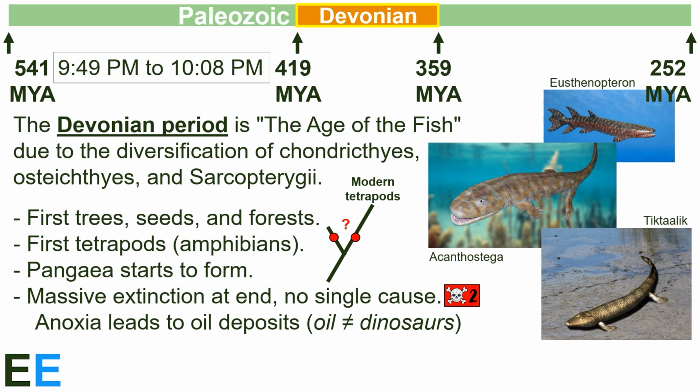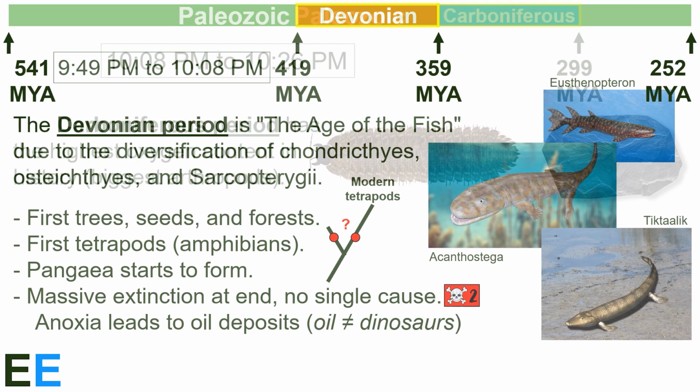There is no single clear cause, but anoxia, lack of oxygen, leads to widespread death of a lot of plants. This plant material becomes buried underground by geologic processes and under high heat and pressure turns into oil and coal. Contrary to popular belief, oil isn't dinosaurs. It's mostly plant materials from this period and the next 2.